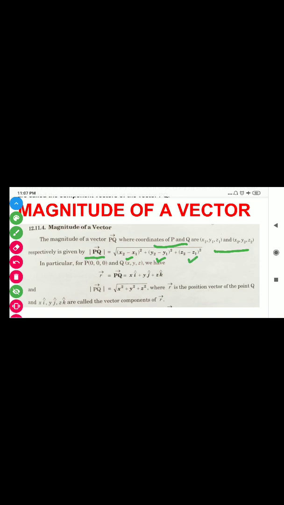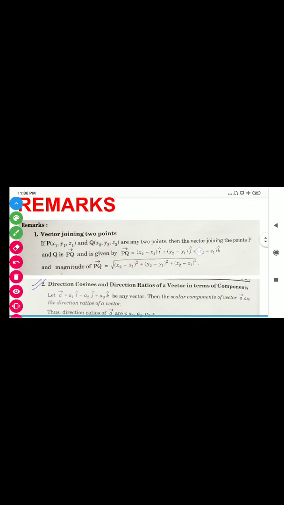In particular, for P as origin and Q as x, y, z, we have the R vector equal to xi plus yj plus zk. We calculate this as x minus 0 i cap plus y minus 0 j cap plus z minus 0 k cap. So here the magnitude of the PQ vector is equal to under root x square plus y square plus z square, where R vector is the position vector of the point Q and xi, yj, zk are called the vector components of the R vector. Here we have some important remarks.